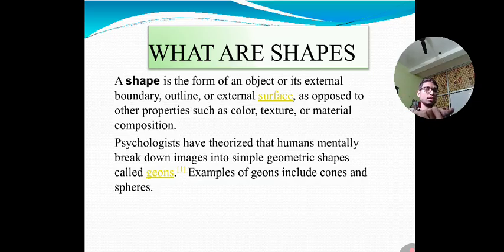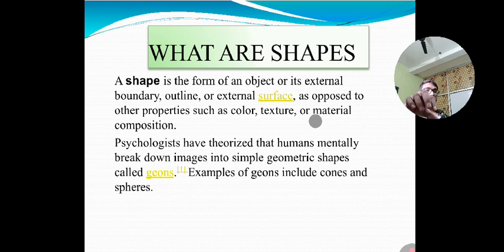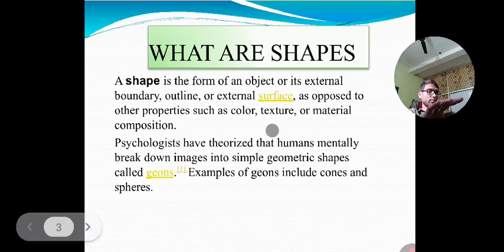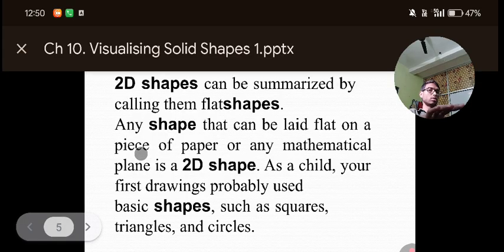Examples we will see later, but here a shape is the form of an object. We can apply texture, material, and color on a shape. That is what we can do with a shape. Contents: we will explore first 2D shapes, then 3D shapes, then regular shapes, then irregular shapes.